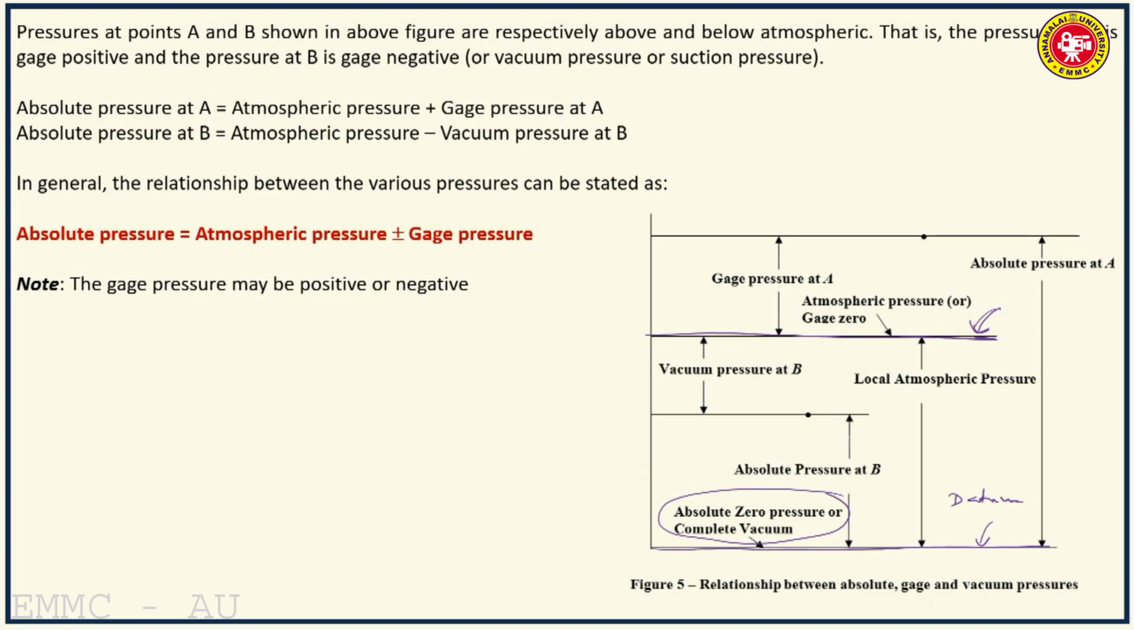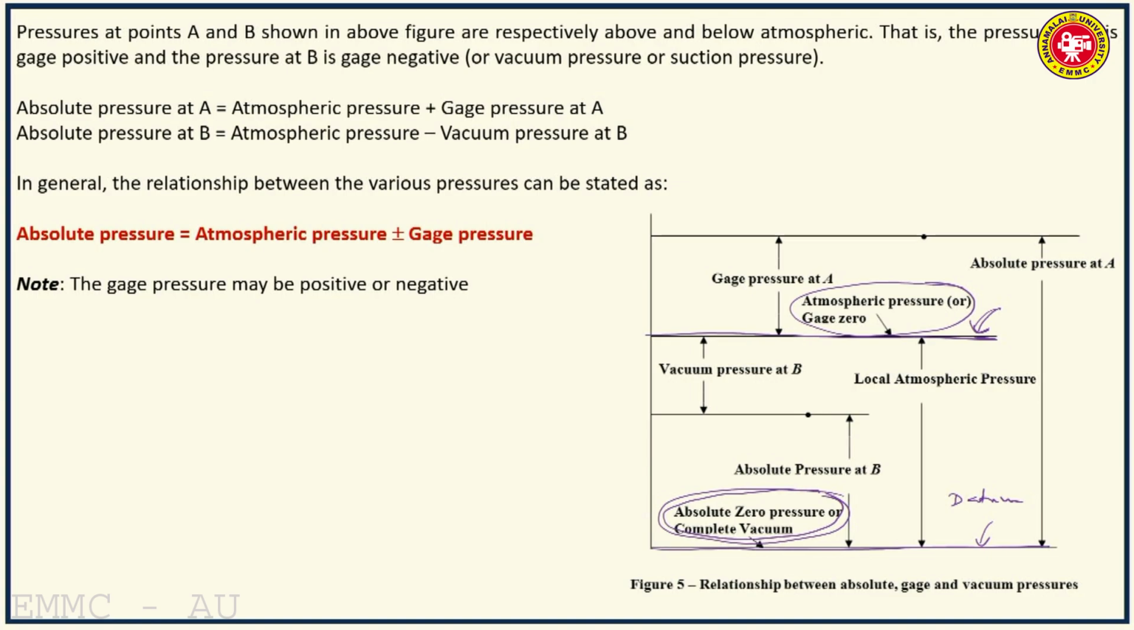So you can quote the pressure at a point taking either complete vacuum as the datum, or atmospheric pressure or gauge zero as the datum. As I told, any pressure gauge, when it is idle, will indicate zero value, that is, it will take the atmospheric pressure as zero. So what is indicated by the needle of a pressure gauge is only the difference between the pressure of the fluid with which it is in contact and the atmospheric pressure.